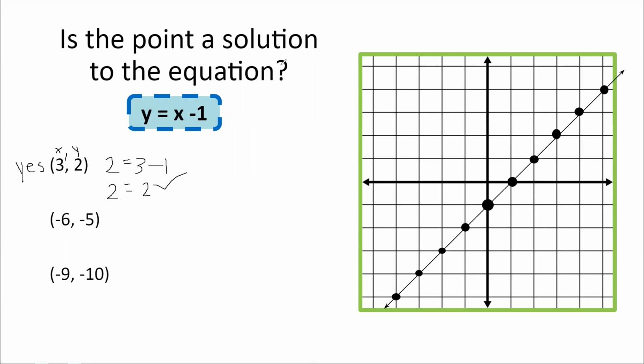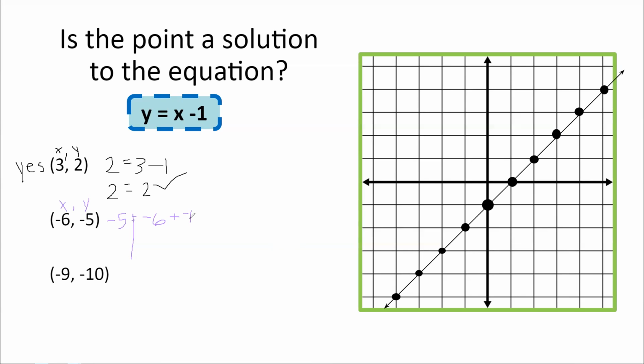For our next problem, we've got negative 6 and negative 5. Again, I'm just going to plug these two numbers into our equation. My y is negative 5, because that's x comma y. So y equals x, which is negative 6, and then minus 1. This looks really confusing to me, so I'm going to KCO it, because I can always KCO subtraction. Keep, change, opposite. That looks a lot better.